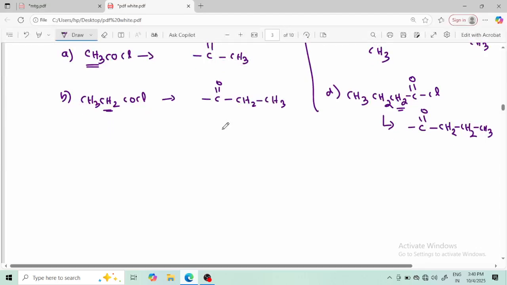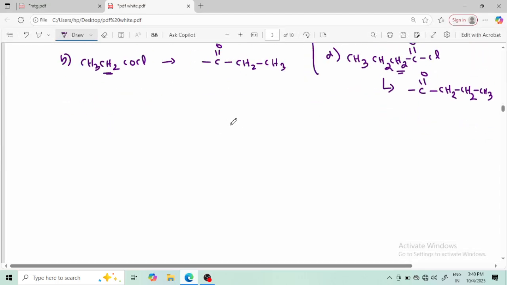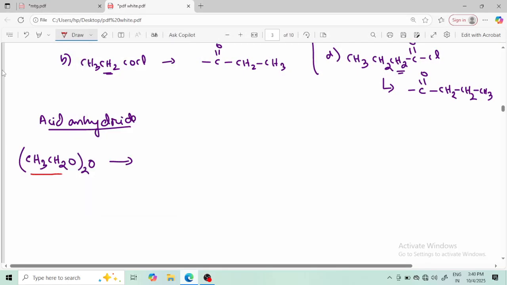Now let's talk about acid anhydride. So if it's acid anhydride, here also same stuff, okay. You just have to take the R part. Suppose I am giving CH3 CH2 O, twice O. So this is the R part or not, this whole thing, and this is my bonding side, right? So what I will do, I will just write C double bond O and then CH2 and CH3.